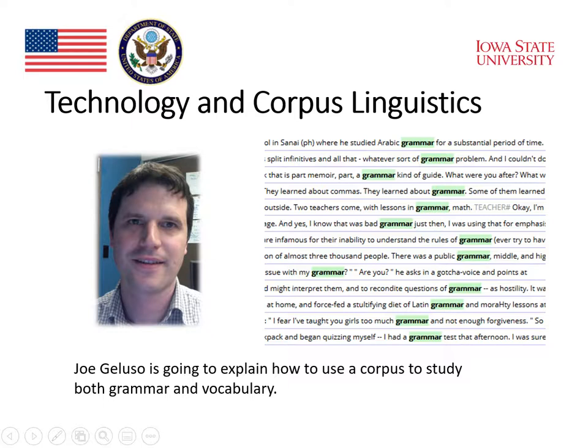The example on the screen shows the word grammar and all the different ways that grammar is used in sentences in English. In fact, it shows how grammar has been used in real sentences written by real writers and speakers of English. Our expert, Joe Geluso, is going to explain how to use a corpus to study both grammar and vocabulary.